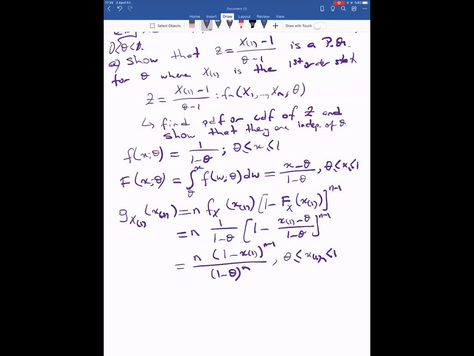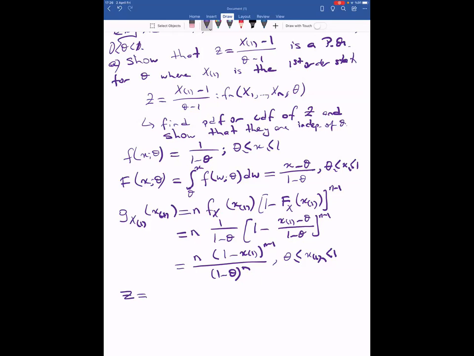Then we need to show that the distribution of Z is independent of theta, so we need to do some transformation. Since I work with the PDF, I need to use the Jacobian method here, the easiest way. But if you are working with the CDF method, you don't have to do that. So it's maybe easier to work with the CDF.